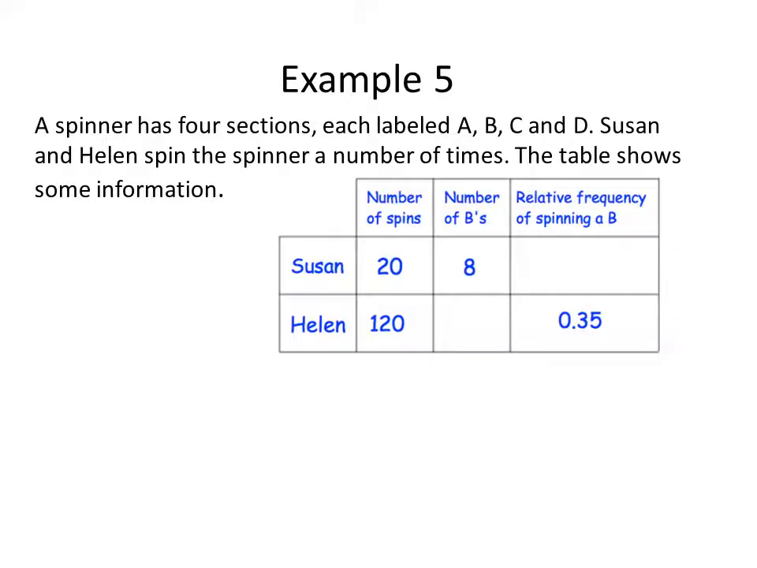Example 5. A spinner has 4 sections, each labeled A, B, C, D. Susan and Helen spin the spinner a number of times. The table shows some information. From the table, we can see that Susan spins her spinner 20 times and she gets B 8 times. And Helen spins her spinner 120 times and the relative frequency is 0.35.